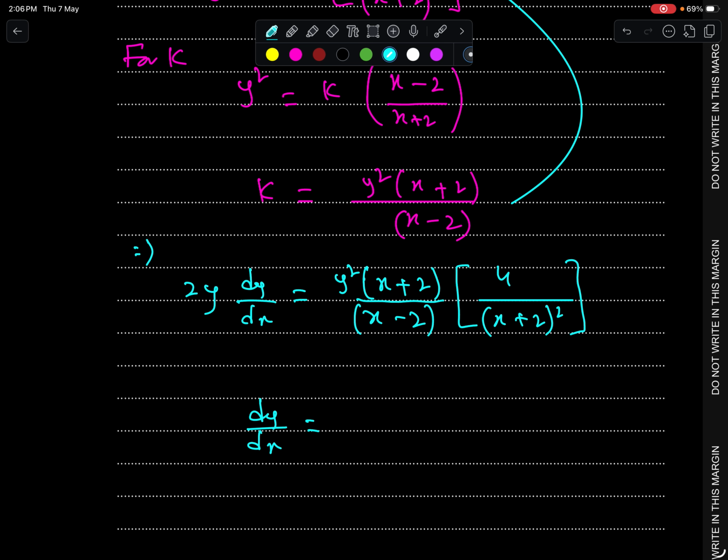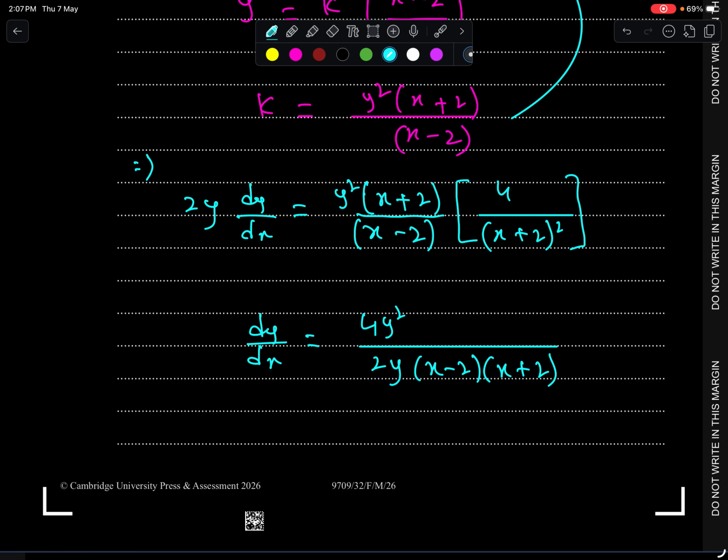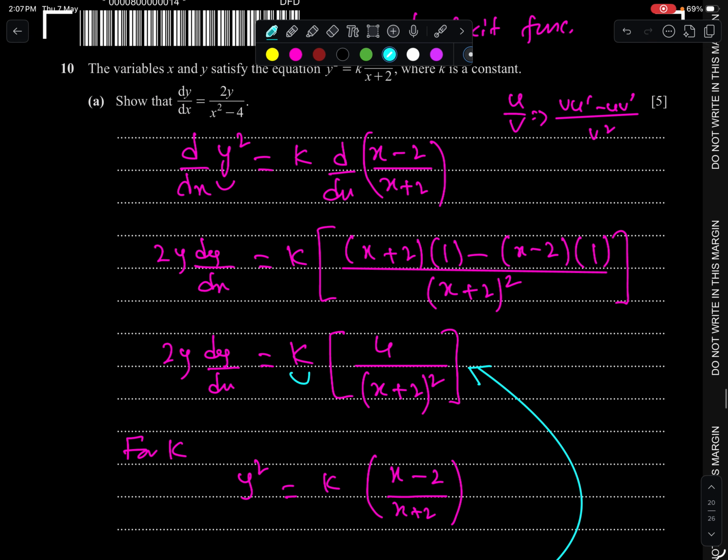It's 4y square divided by 2y, x minus 2, x plus 2. After cancellation we have this. Now finally we have 2y divided by x square minus 4, and I think this is what we had to show. Yes.